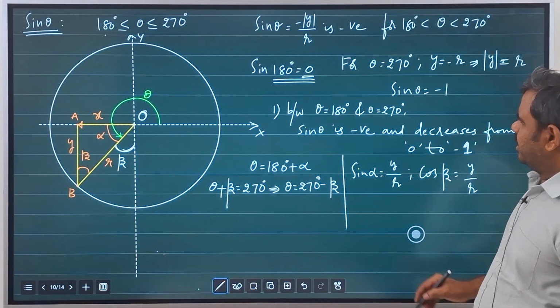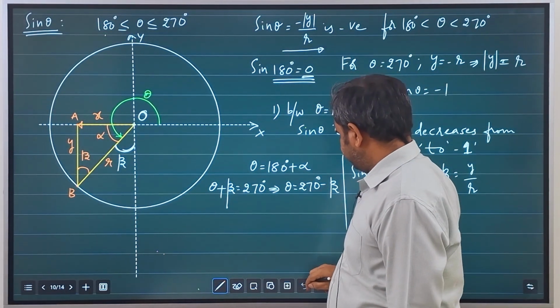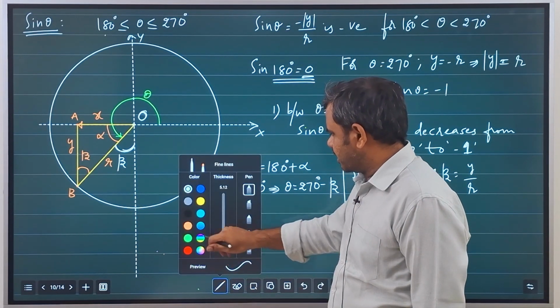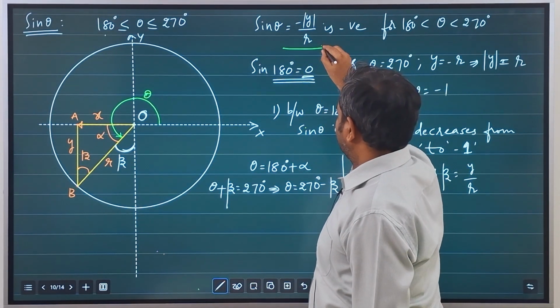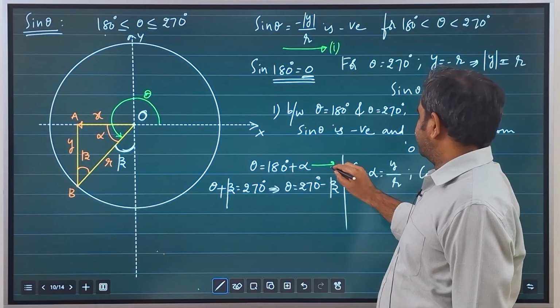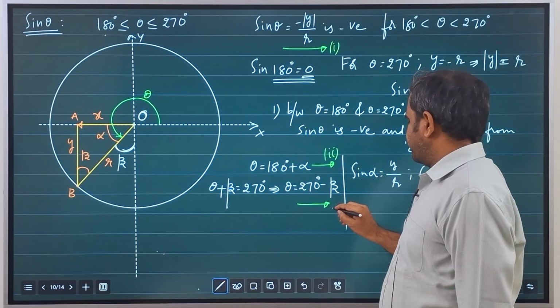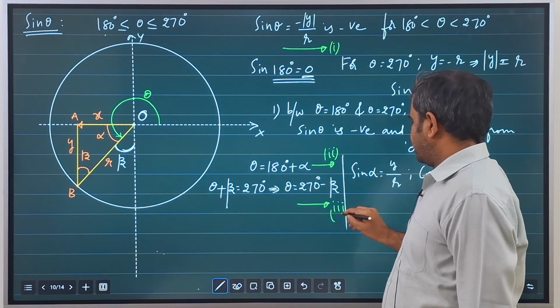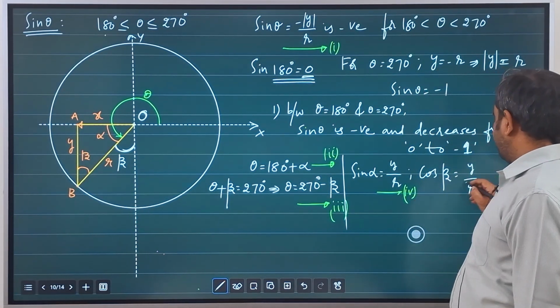So here we can write, look at these equations. Just like we did in the previous case, look at these equations: first equation, second equation, third, fourth, and fifth.